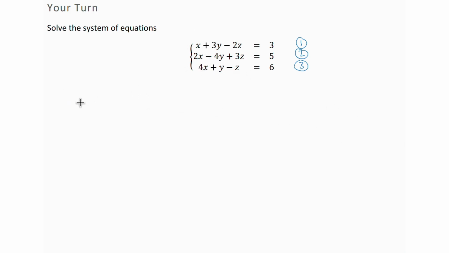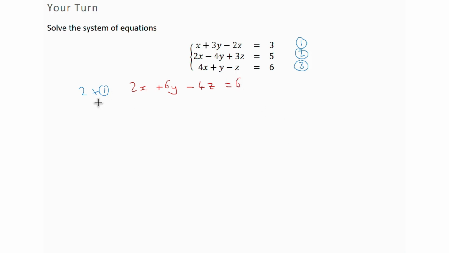And the way I'm going to do that to start with is by taking two lots of equation 1 and taking away from that equation 2. I'm going to do two lots of this equation, take away that. So 2x take away 2x is no x's. Two lots of this will be 6y. Well, you know what? I'm going to write this all out because it's just going to get very confusing. So let's do two lots of 1 first of all. That's going to be 2x plus 6y take away 4z equals 6.